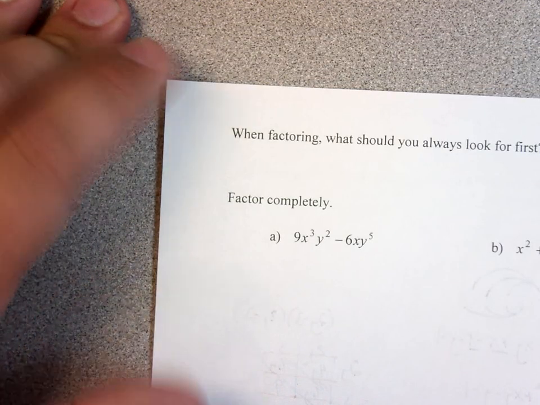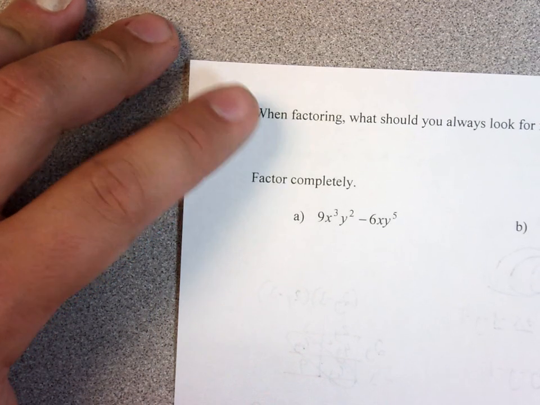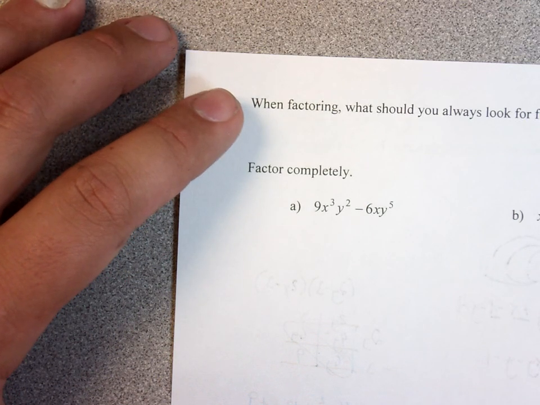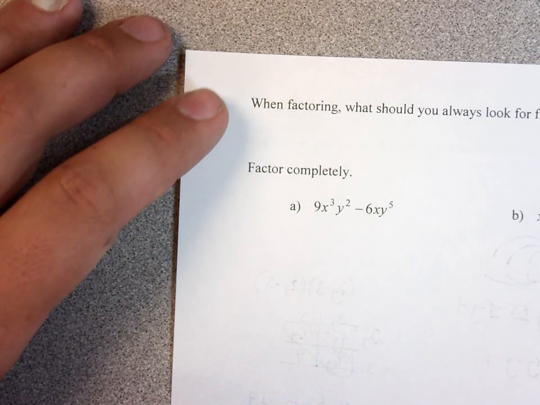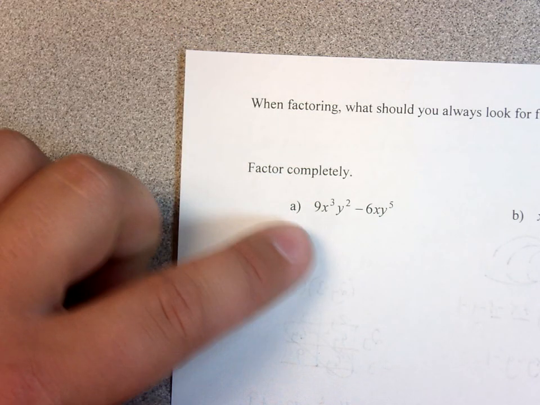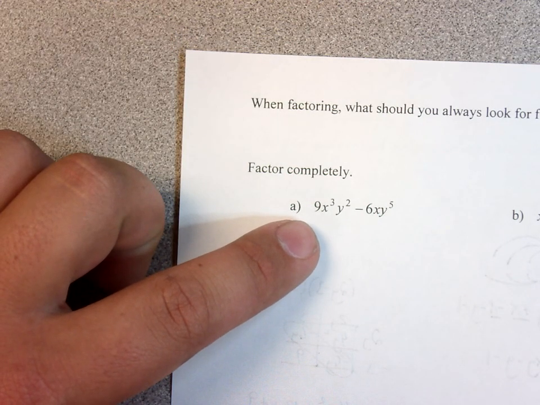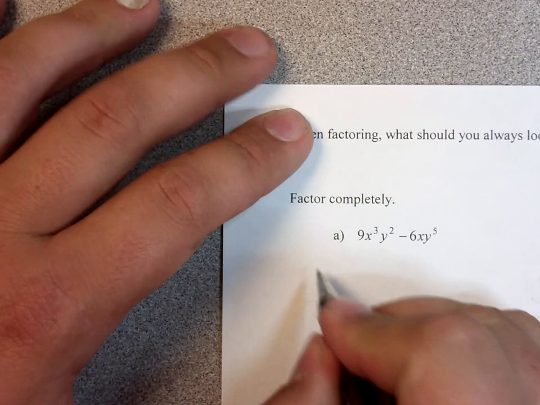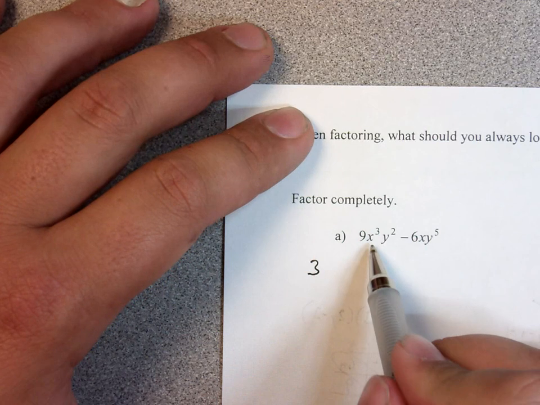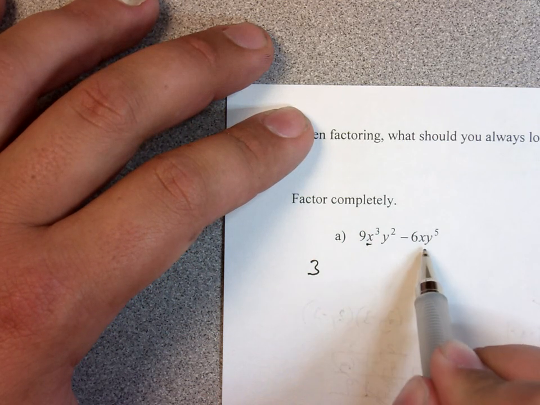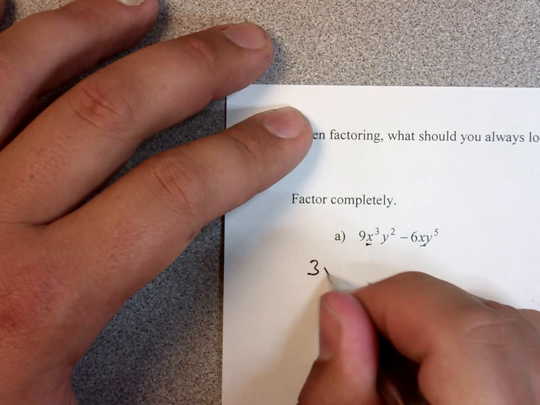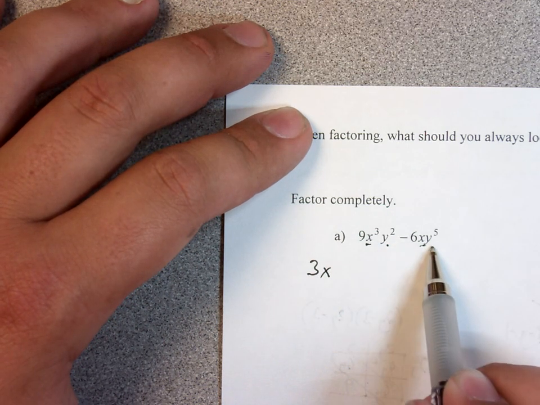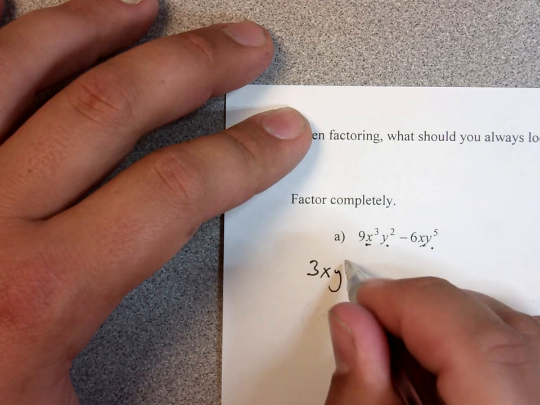So looking at letter A, I have 9x cubed y squared minus 6xy to the fifth. And I'm trying to see if there's a greatest common factor. Well, I know that 3 goes into 9, and 3 is divisible by negative 6, so I can pull out a 3, and here we have x cubed, and here we have x, so I can pull out an x. They both share an x. This is y squared, and this is y to the 5th, so I can pull out a y squared.